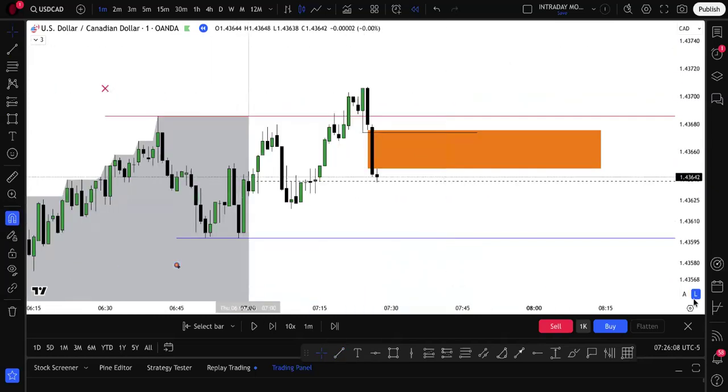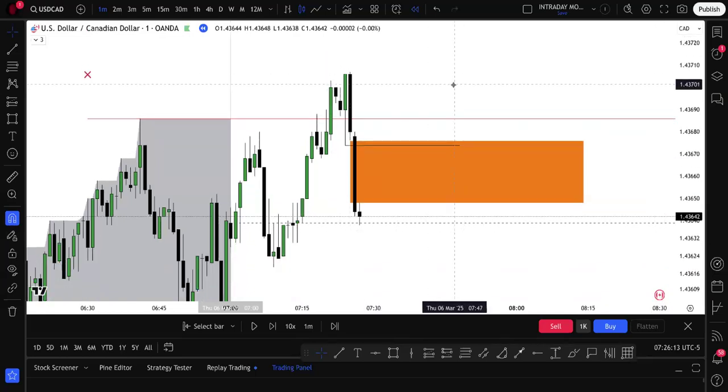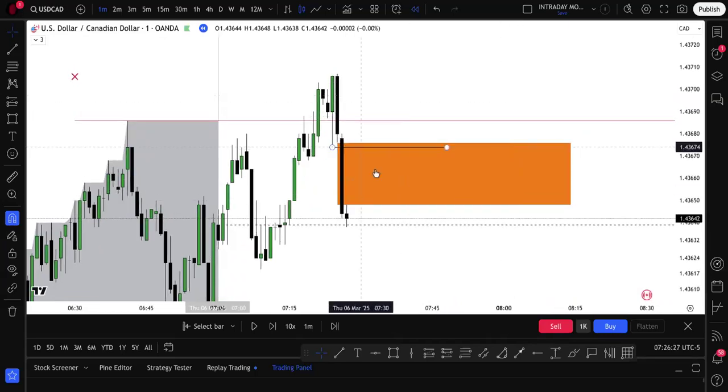Zoom in. It's my favorite entry technique. Some people might say, "Oh, it's a breaker as well mixed into it. There's a volume imbalance. There's a bearish order block." There might be those PD arrays in the area as well, for sure. I don't disagree with that, but this is just what I see and the way I go about it.